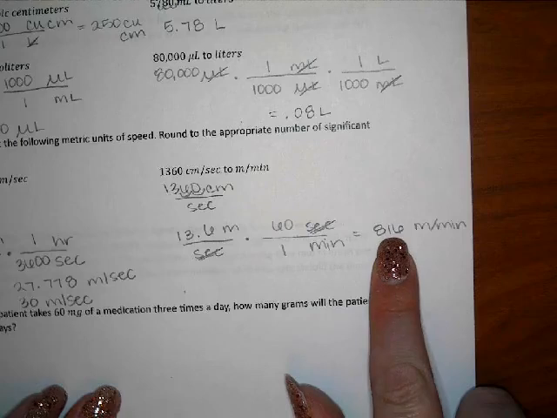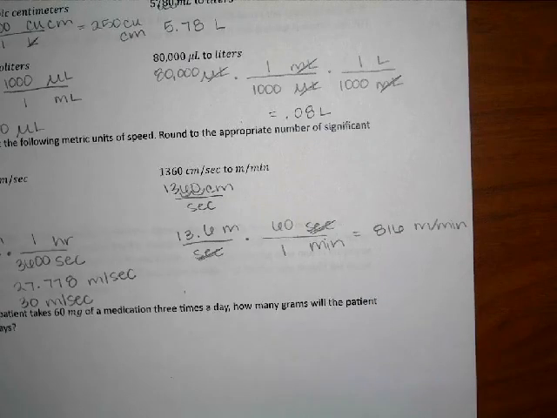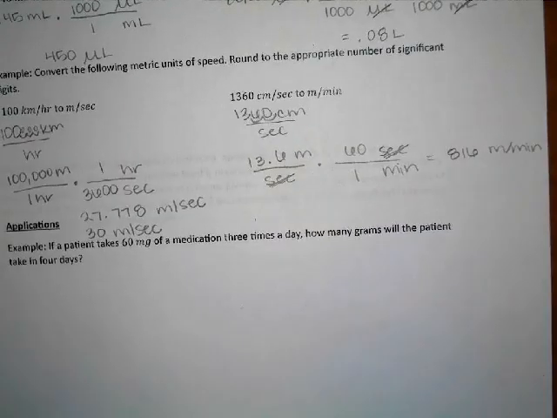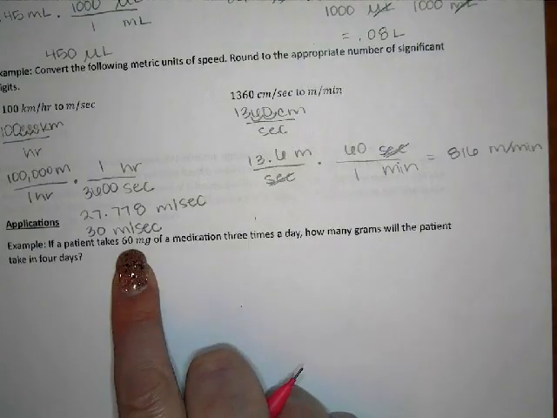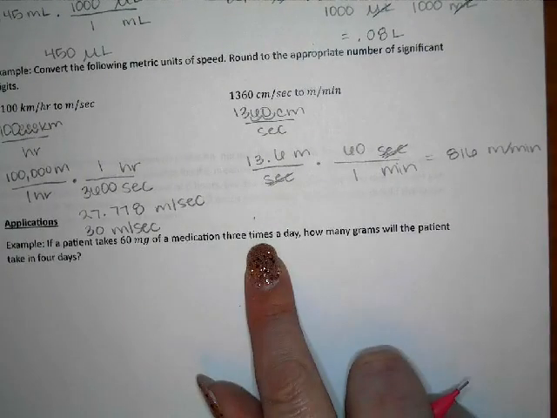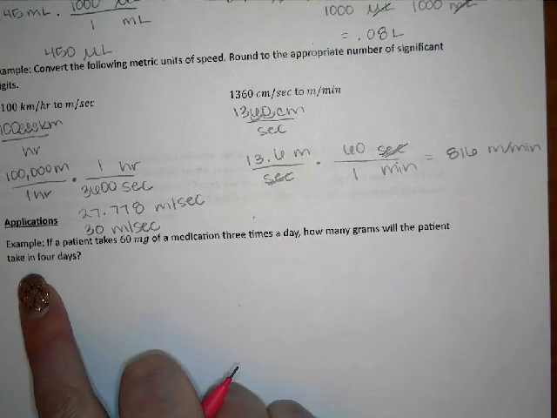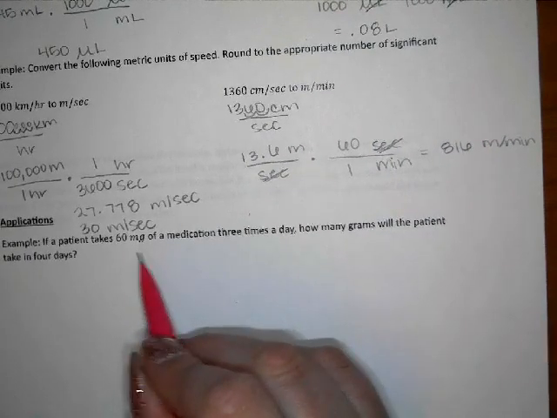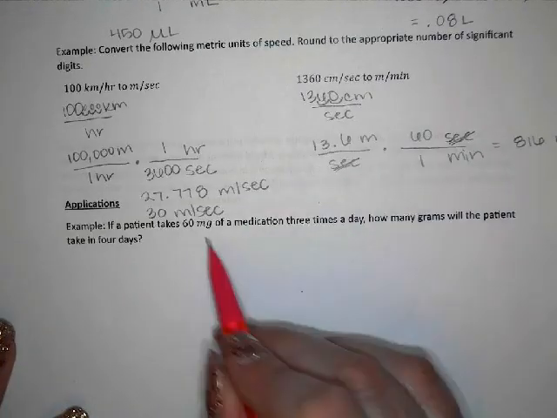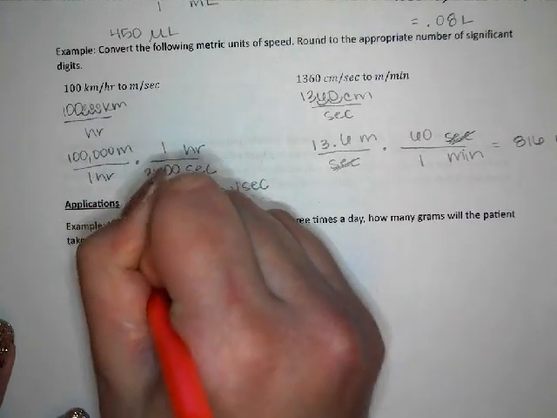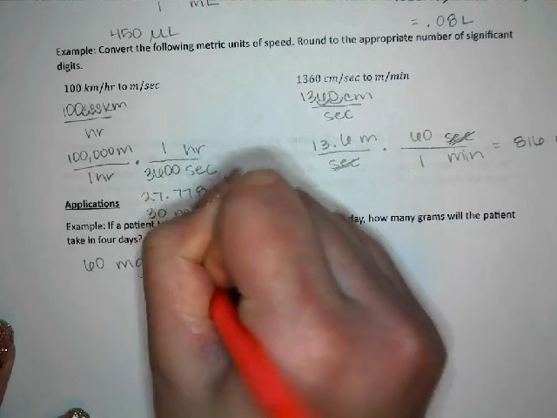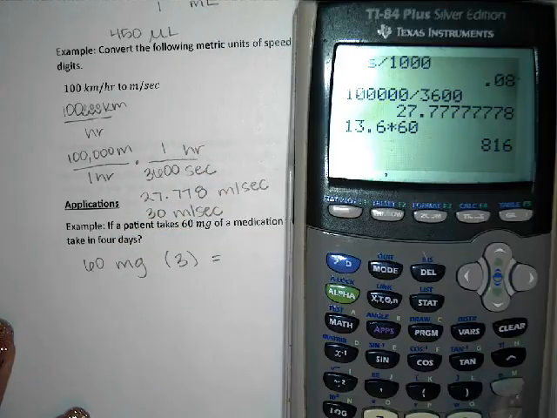All right. The next problem says, if a patient takes 60 milligrams of a medication 3 times a day, how many grams will the patient take in 4 days? So first we can see how much medication that patient takes in 1 day. So 60 milligrams 3 times a day is 180 milligrams per day.